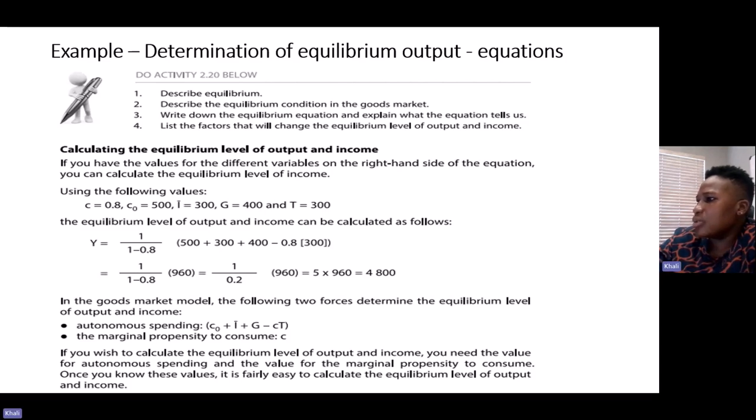I won't answer the other questions because what I wanted you to get here is really the equation and how to substitute the values. So the other question asks to list factors that will change equilibrium. The factors are everything that's in this equation. If C changes, for example, if marginal propensity to consume changes, Y will change. If C0 changes, Y will change. If I changes, Y will change. If G changes, Y will change. If T changes, Y will change. I hope it is clear. So these are the forces that are going to change your equilibrium level, and these are the things that are in your equation.